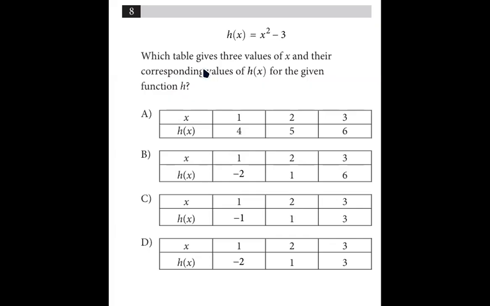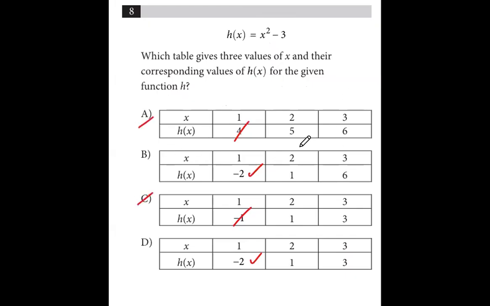Okay, so question 8, which table gives 3 values of x and their corresponding values h of x for the given function h? So we have x squared minus 3. So in this case, we just plug in different values of x to find the value of h of x. So if we plug in 1, we get 1 squared minus 3, which is negative 2. So it's not C.